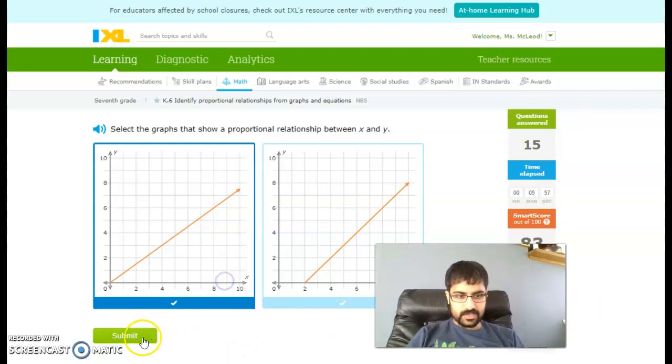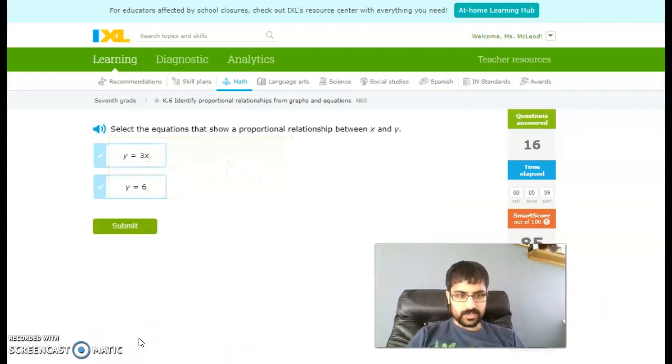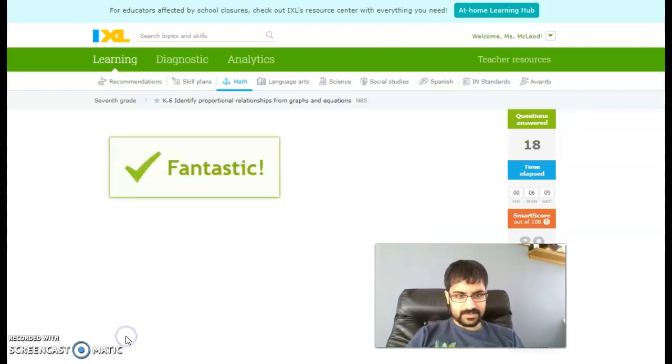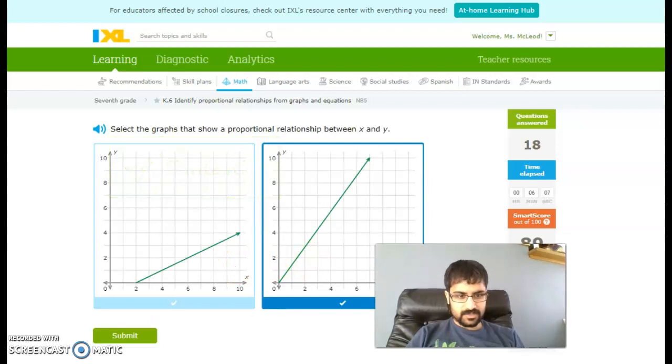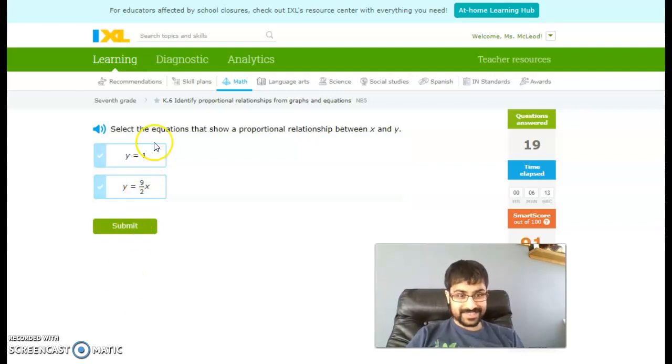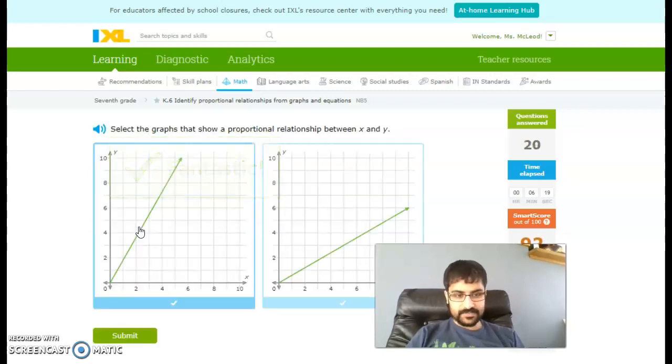Okay. Mr. Shaw might end up getting a smart score of 100 before he can even show you the type of example that he wanted to, but we'll see. Come on, IXL. Show me a curvy line. Oh, we're in the challenge zone now, guys. What? The challenge zone? If you make it to the challenge zone, it's the same rules.